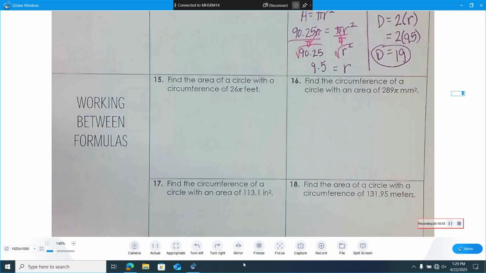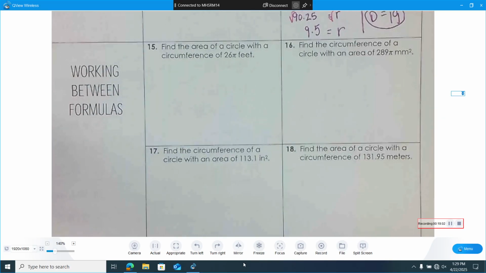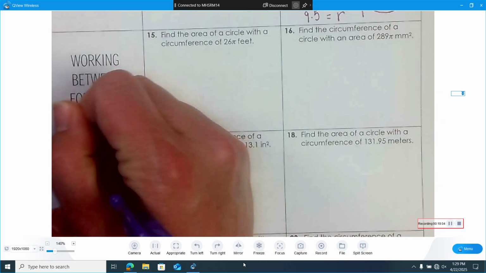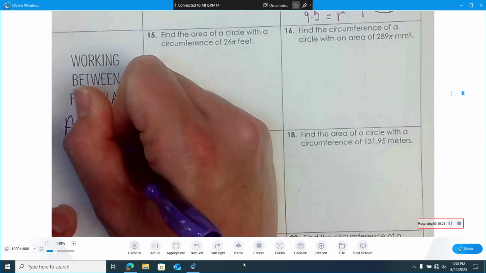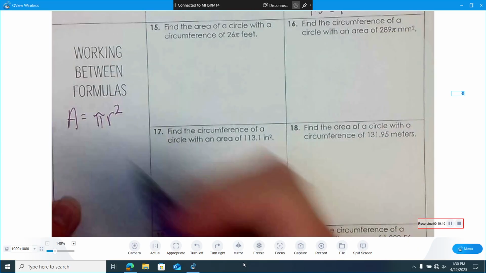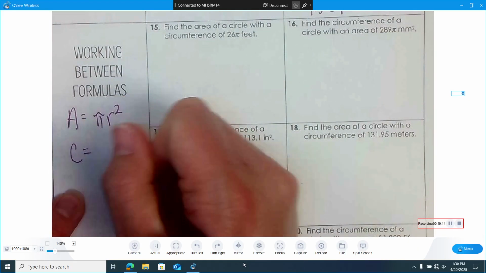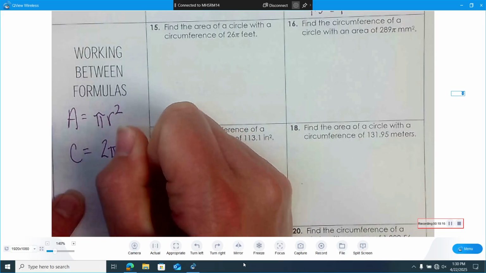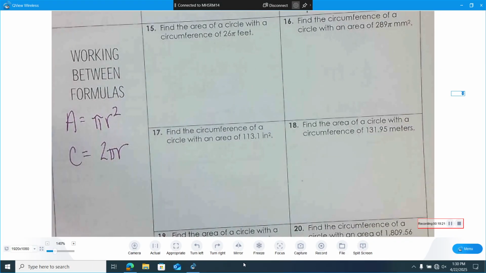Now, these last ones, we're using both formulas to create kind of a system of equations. So I'm going to write down the formulas again. What's the formula for area? Pi radius squared. Very good. And then if you know area, what's circumference? 2 pi r. Very good. That 2 just drops down in front.